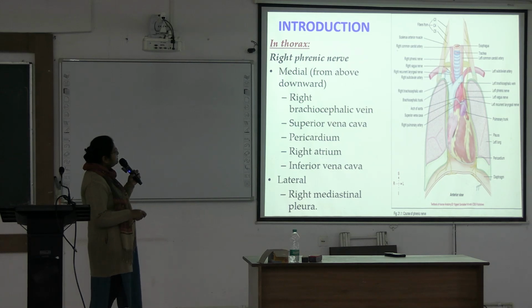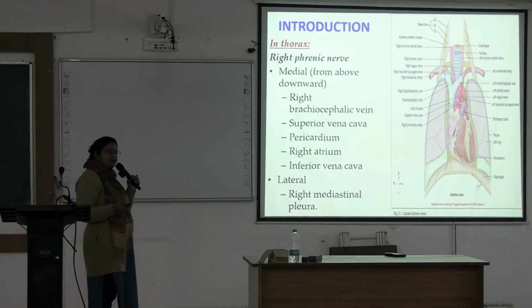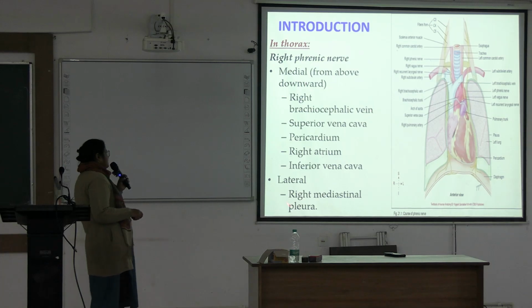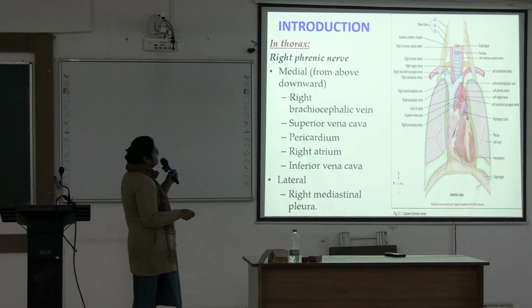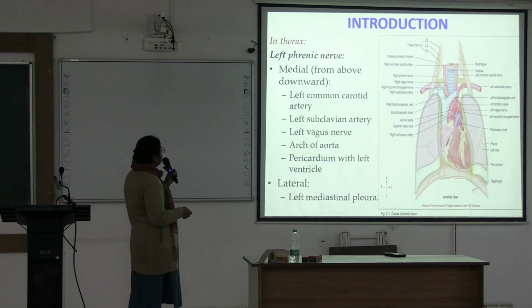See, this is the course. So, right brachiocephalic vein, superior vena cava, right atrium, right ventricle, inferior vena cava. Okay, and laterally, right mediastinal pleura. Lung and pleura will be laterally placed.